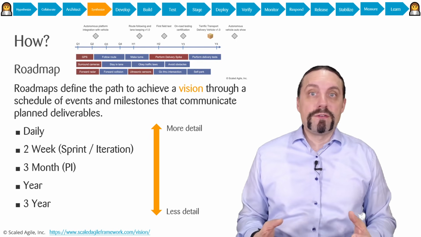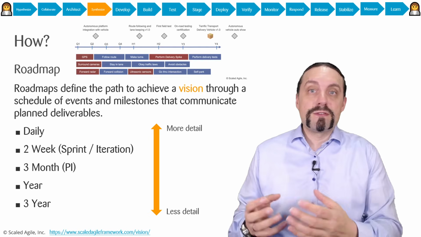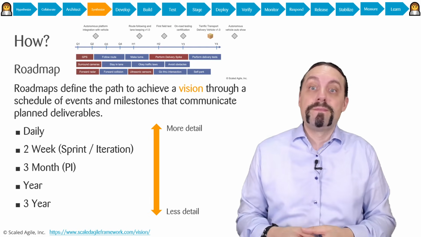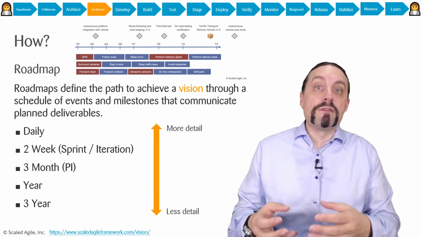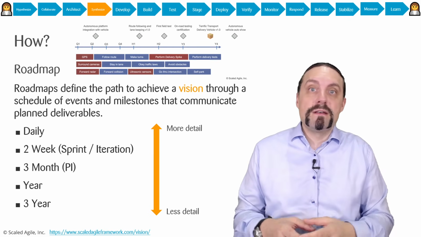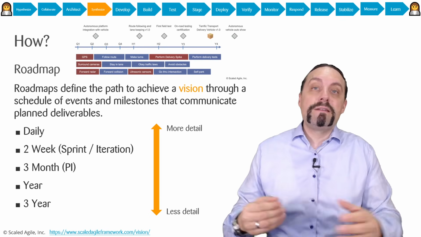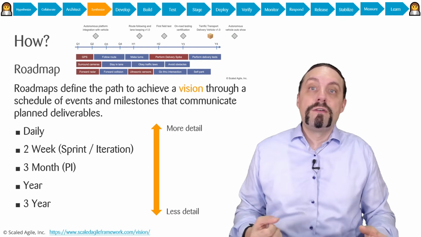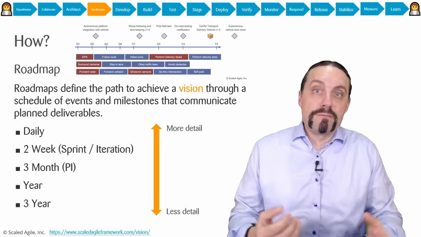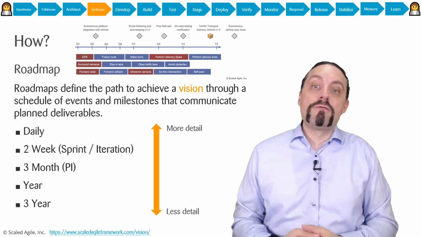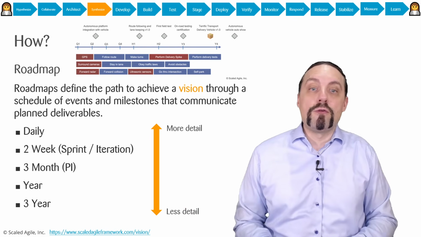We have different roadmaps. Of course, we have our daily roadmap where we are going to work on. Then we have our sprints or iterations. Mostly they are 2 weeks. And of course, then we have our quarter, our 3 months, the program increment. Then we have yearly roadmaps and 3-year roadmaps.